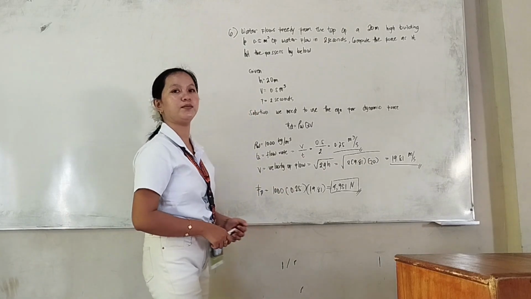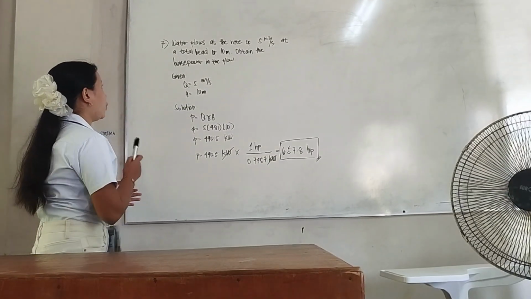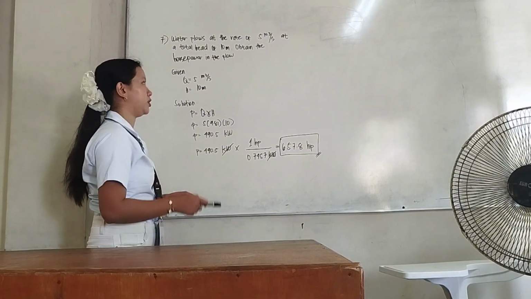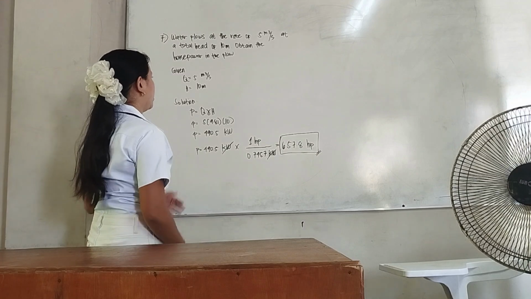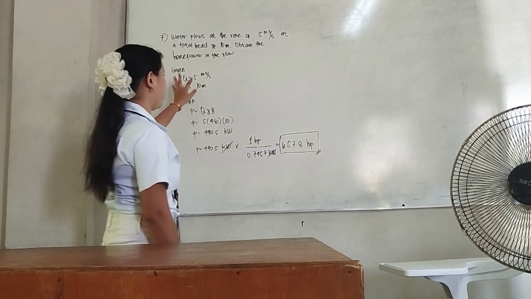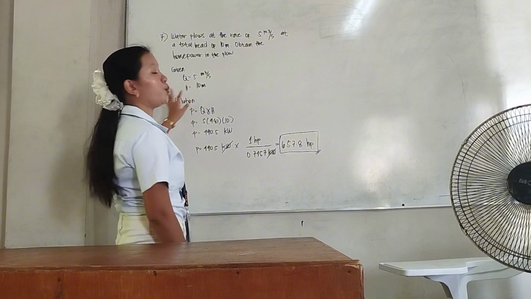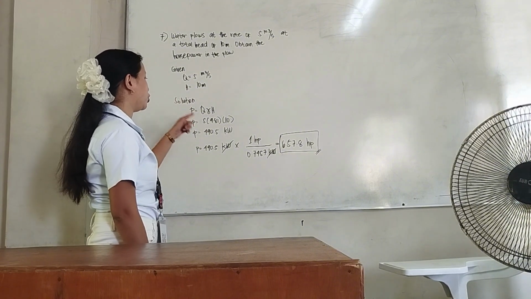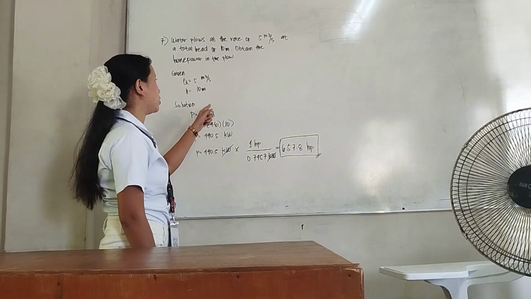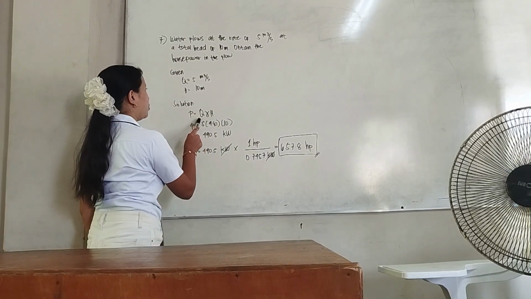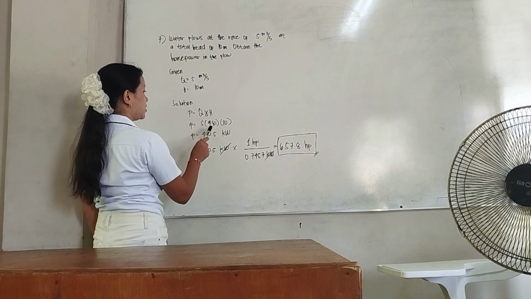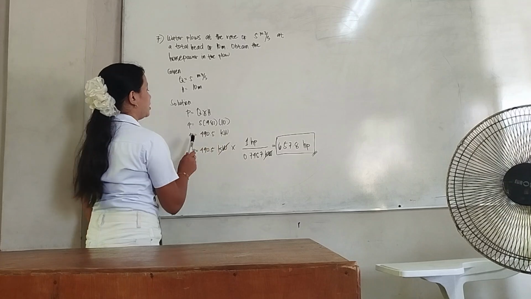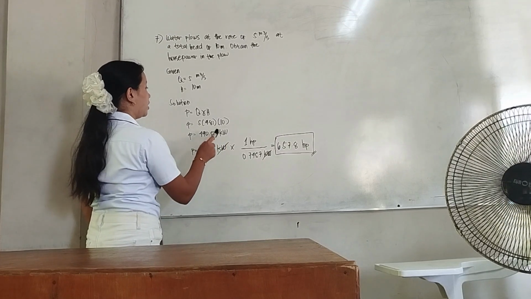4,951 Newton. Okay, so for problem number 7, water flows at the rate of 5 cubic meters at a total head of 10 meters. Obtain the horsepower in the flow. So given, we have the flow rate 5 cubic meter per second, and then the total head, which is 10 meters. Then the solution is P equals Q times the unit weight times the total head. So P equals, Q is 5, and then the unit weight is 9.81, and then the total head 10. So 5 times 9.81 times 10 is equal to 490.5 kilowatts.